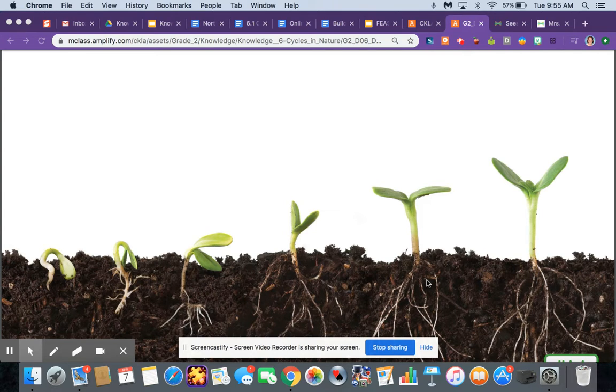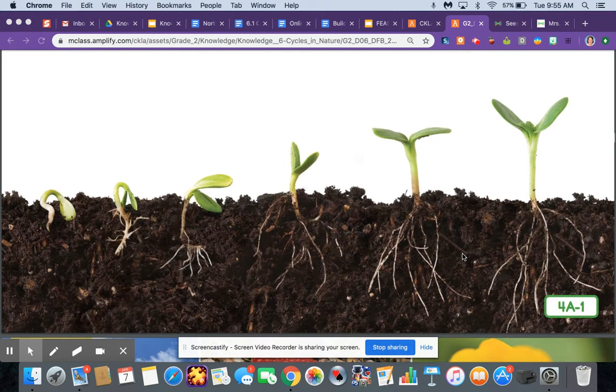Hi, boys and girls. This is lesson 4 of our knowledge unit 6 about life cycles, cycles in nature. And this lesson is called the life cycle of a plant. So look at those. Look at the different cycles of it. I love pictures like this.